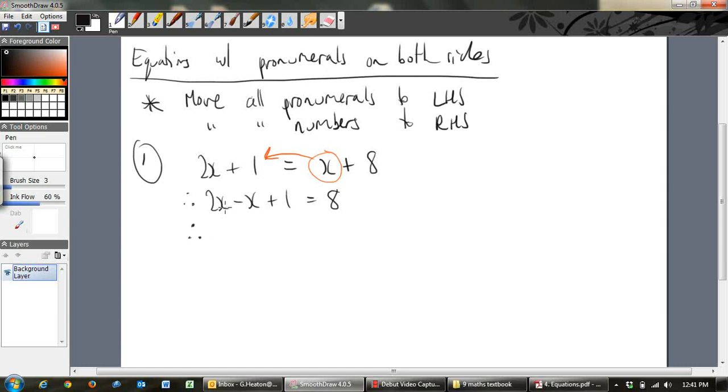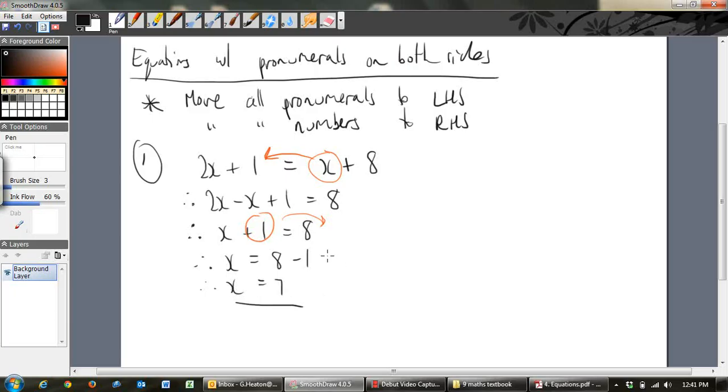Let's just simplify that. 2x minus x is x. X plus 1 equals 8. And now let's move the number over to this side. What does positive 1 become when it changes side? It becomes negative 1. And so x equals 8 minus 1 equals 7. So x is equal to 7.